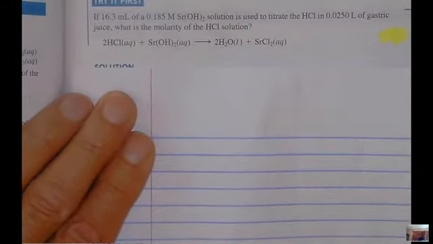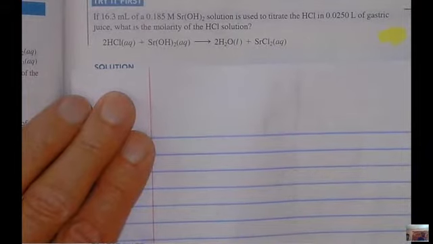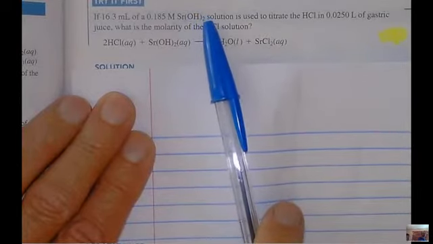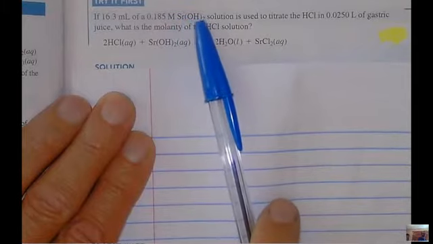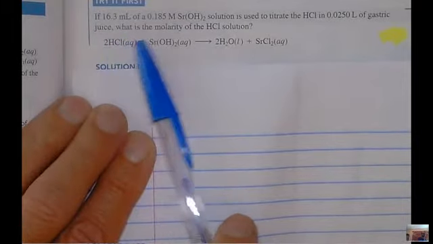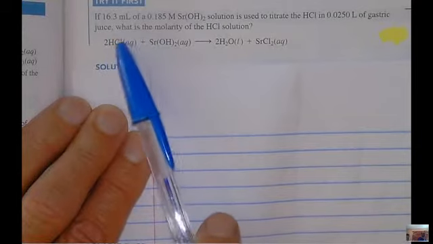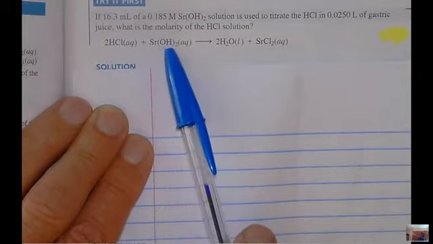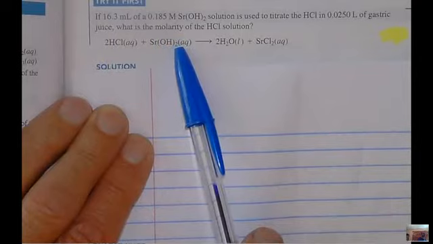Okay, so here's the question. If 16.3 milliliters of a 0.185 molar solution of strontium hydroxide, notice this strontium hydroxide has 2 OHs per unit. Okay, so that's really important. The metal, the strontium, can deliver 2 OHs. So that's why this is going to be 2 acids for each base as opposed to 1 to 1. So we're going to need to take into consideration this stoichiometric factor of 2 units of acid will react with each 1 unit of base because this guy has 2 for 1, right?